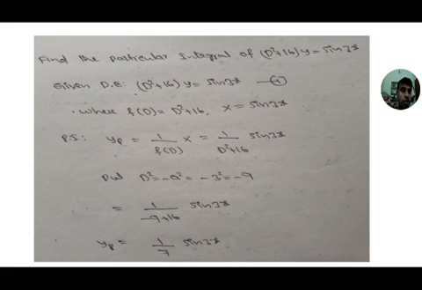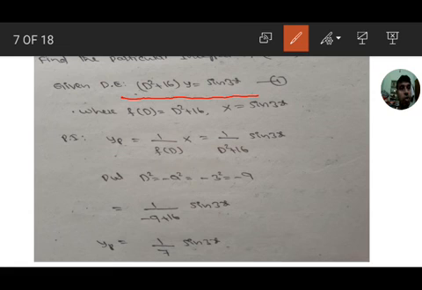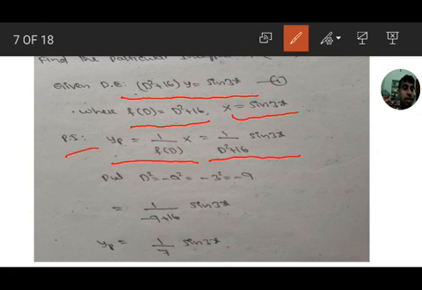Okay. So once again I will repeat. Find the particular integral of D square plus 16 of y equal to sin 3x. So given differential equation D square plus 16 of y equal to sin 3x. So compare the given equation with the standard form f of D of y equal to capital X, where we get f of D equal to D square plus 16, capital X equal to sin 3x. So particular integral yp equal to 1 by f of D on capital X. So 1 by D square plus 16 sin 3x.